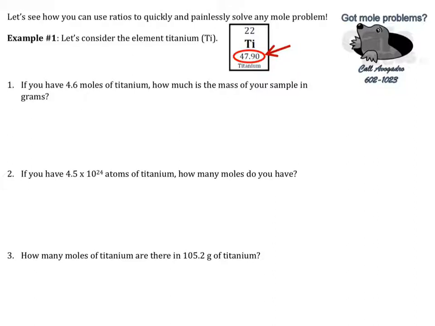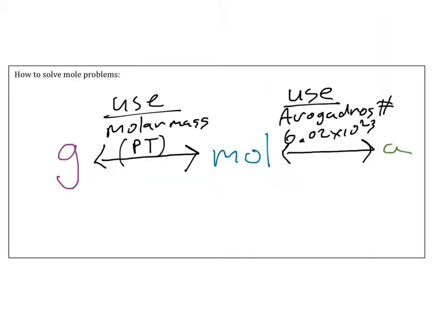So let's go ahead and do this practice problem here. If you have 4.6 moles of titanium, how much is the mass of your sample in grams? And so let's go ahead and think about this problem. We're starting with moles and we're going to grams. So let's go ahead and look at the flow chart. We're starting with moles and we're going to grams.